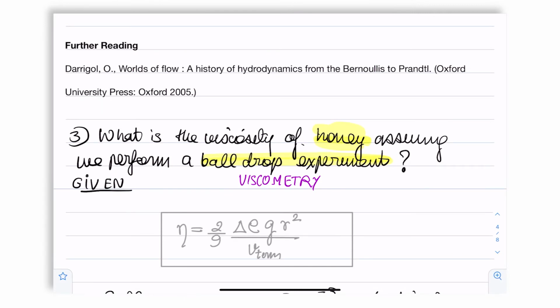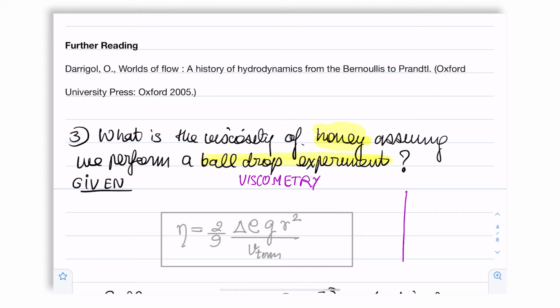So the first thing that I have given you is something we derived, as you recall, in the theory lectures, which is the dynamic viscosity eta is equal to 2 by 9 into the difference between density of object and density of fluid times acceleration due to gravity times squared radius of the ball drop upon v term. V term is nothing but the terminal velocity.